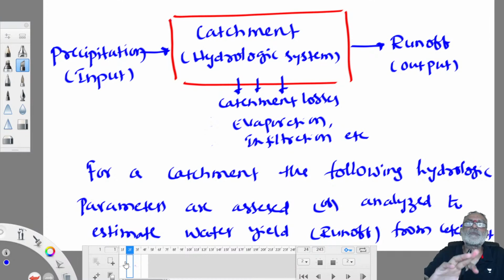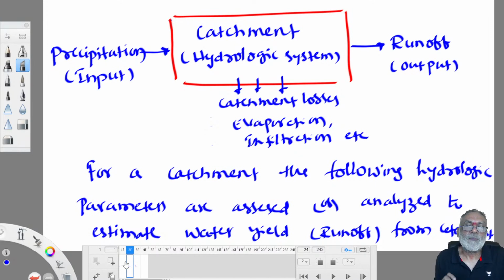Runoff is the only component which cannot be measured. The remaining components are all measurable: precipitation, evaporation, transpiration, evapotranspiration you can measure. For runoff, there is no device to measure it. Therefore, we need to analyze and find it out. For that purpose, we perform hydrological analysis.